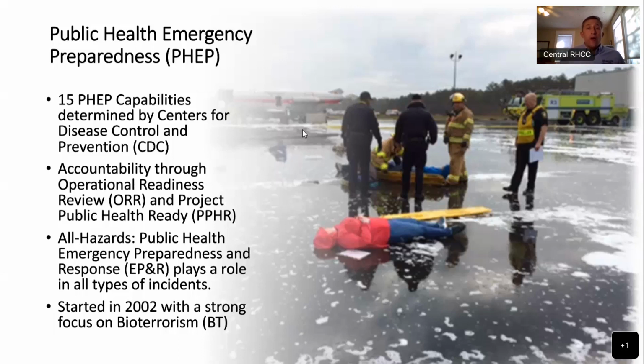So PODs are used for all hazards, and what that means is that they might be used for a pandemic like we see with COVID, but they also might be used for an epidemiological investigation, an outbreak. They might be used to dispense water or other items to the public at large points of dispensing.